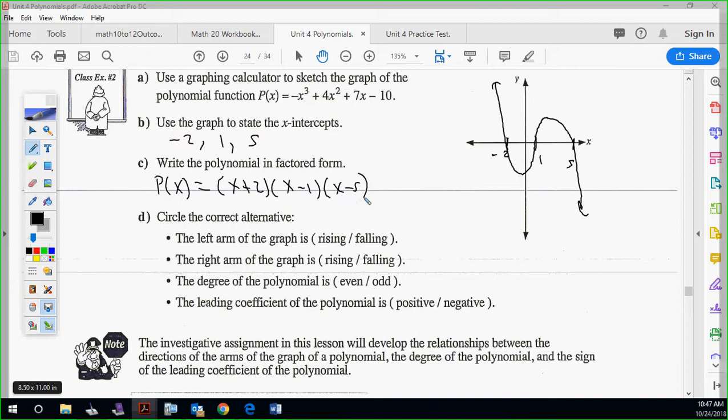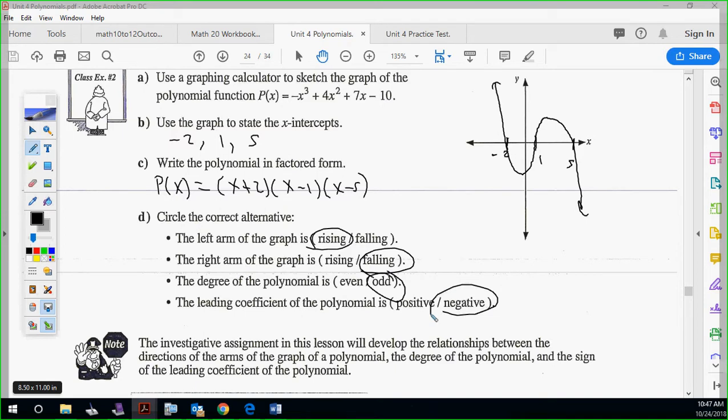Okay. All right, so then it's just answering things about this graph. The left side of the graph, when it's coming from the left arm, so this right here, when it's going this way, it's rising. The right arm of the graph is falling. The degree of the polynomial, is it even or odd? Odd. Good. And then the leading coefficient of the polynomial is negative.